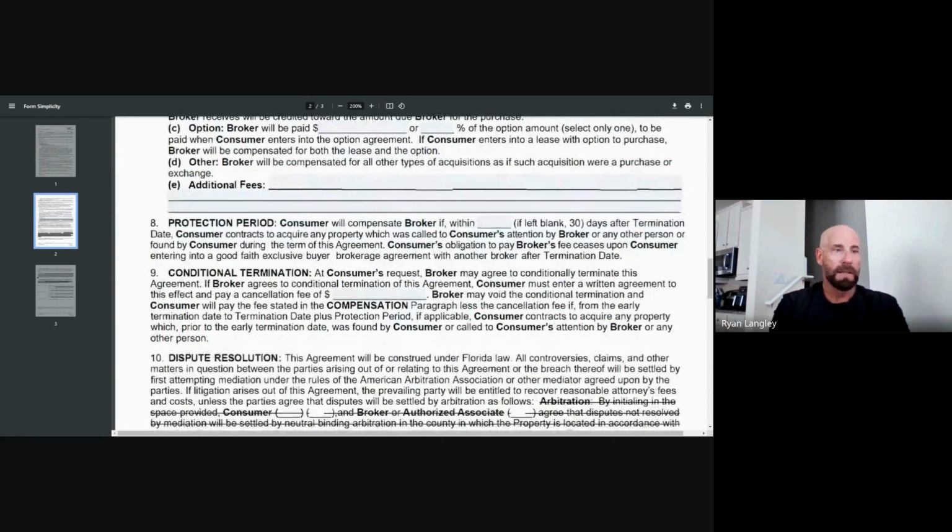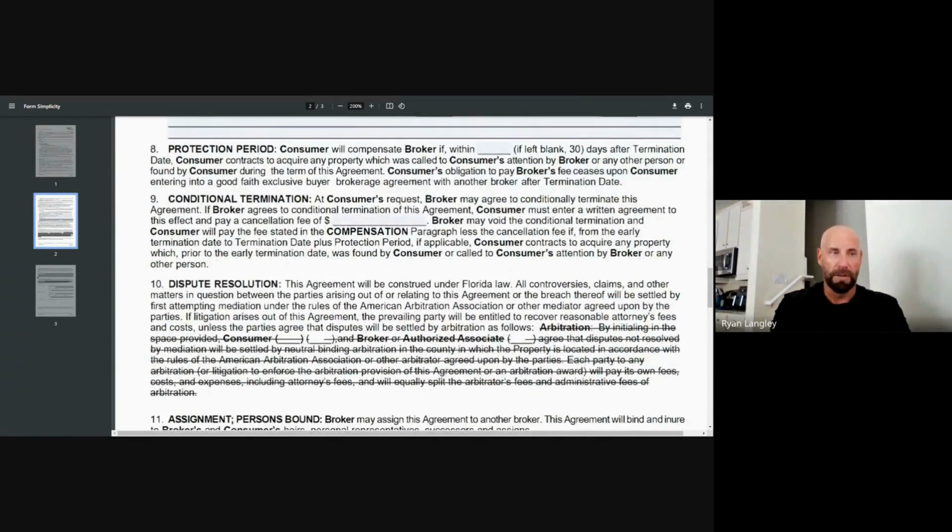Protection period, that's what covers after this is over, if they go back and buy a property that you brought to their attention or any other person found by the consumer. So this is my favorite. I love this. A termination, consumer contracts to acquire any property which was called to consumer's attention by broker or any other person. That means any of the other 8 billion people in the world, or found by consumer. So that counts them too. So any property they looked at during this time is you get paid for.